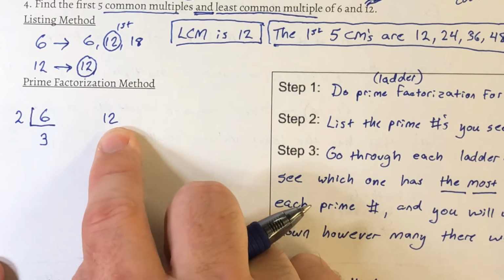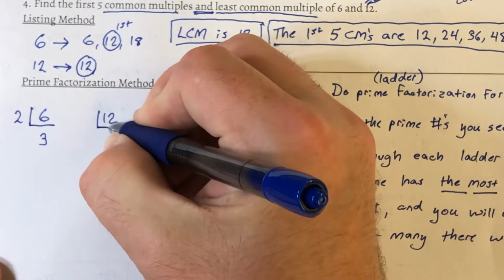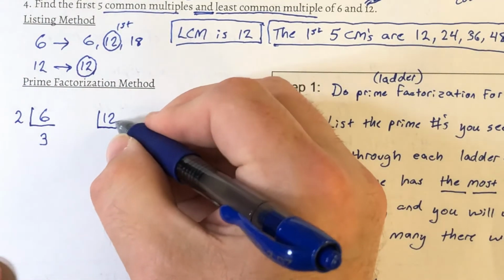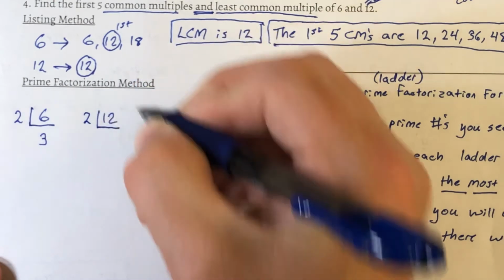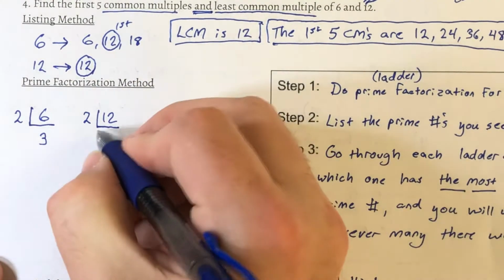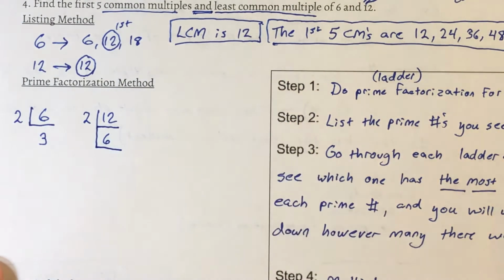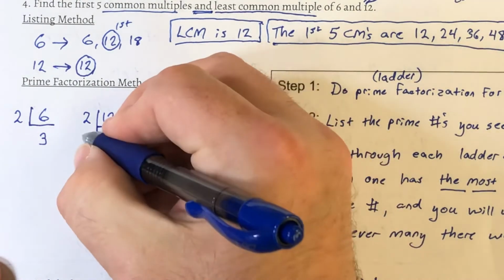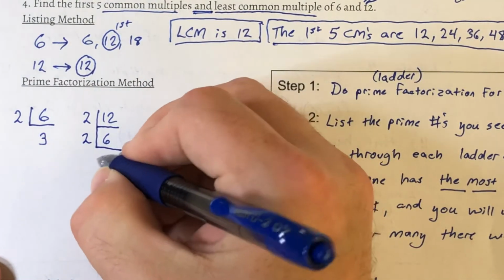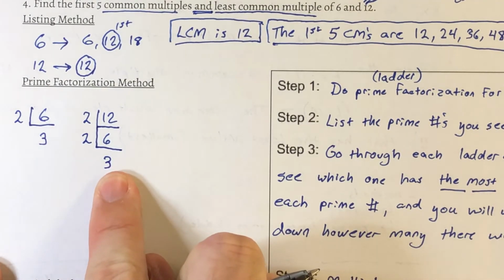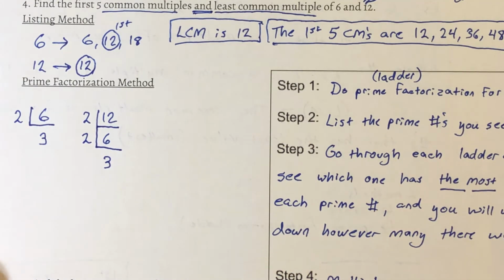12. Is 12 prime? No. Start your ladder. Next, what's the smallest prime number? 2. Will 2 go into 12, this nice even number? Absolutely. How many times? It will go in 6 times. Is 6 prime? No. So continue your ladder. What's the smallest prime number? 2. Will 2 divide evenly into 6? Yes. How many times? 3 times. Is 3 prime? Yes. We get to stop. We have finished the first step. So far, not too much work.